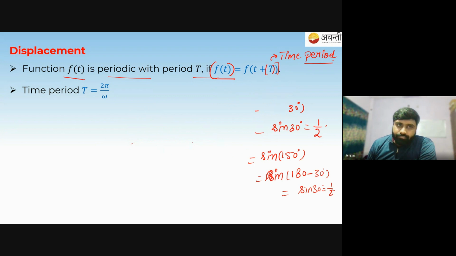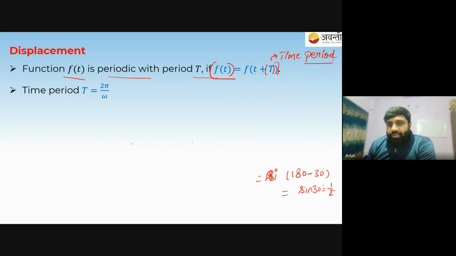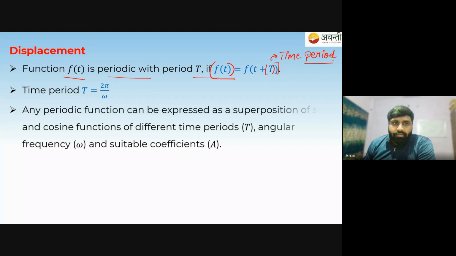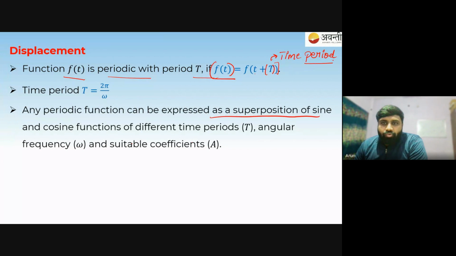Now, time period is given by T = 2 pi by omega, where omega is the angular frequency, or the angular speed, both. Any function can be expressed as a superposition of sine and cosine functions with different time periods, angular frequencies, and suitable coefficients.